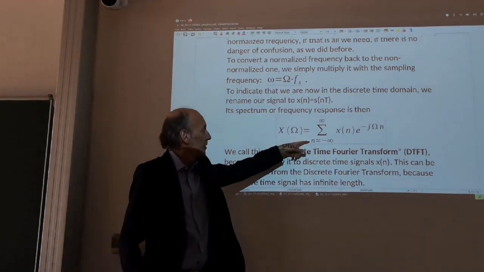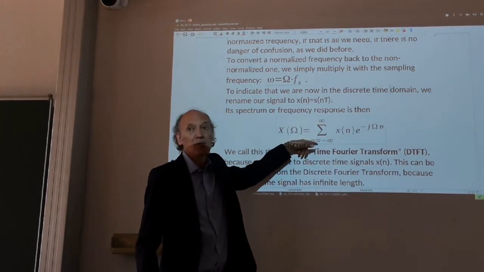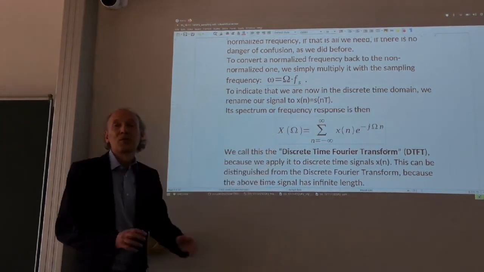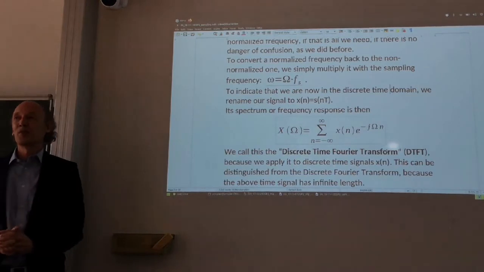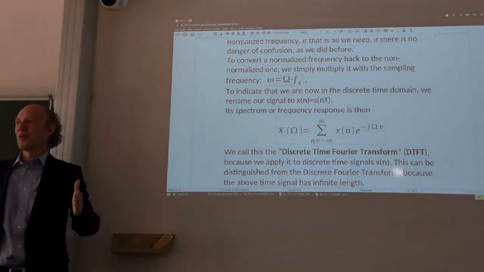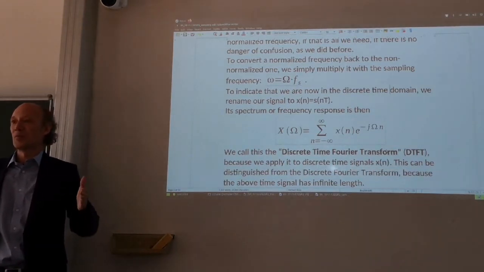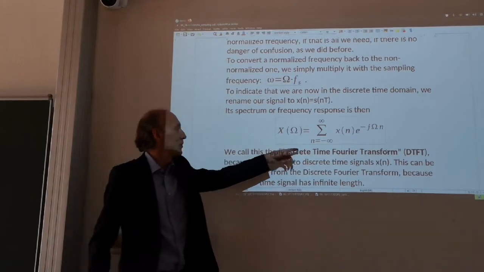Observe that this time index n goes from minus infinity to plus infinity. So this is something which we only can use in theory, because in practice all our signals have finite lengths. They start at some point and they end at some point. So this only works in theory.